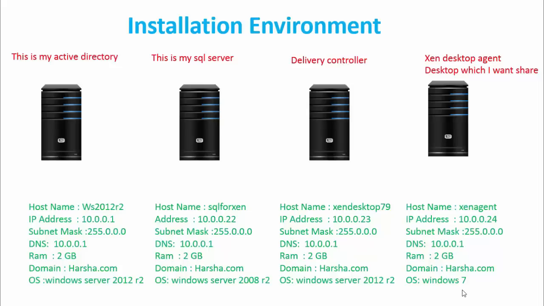Let's have an idea about my environment. I have four servers. One is my Active Directory and this is my SQL server. This is my delivery controller and this is my XenDesktop VDA which I want to share. Here you can see all my details, host names and what configurations have been given to them, and the roles also you can see.